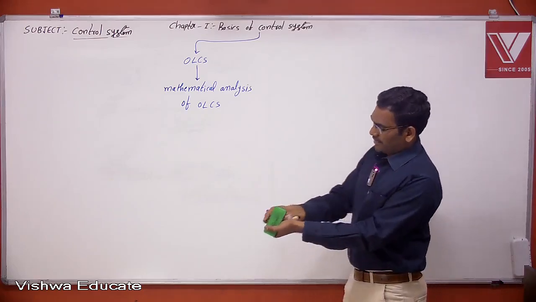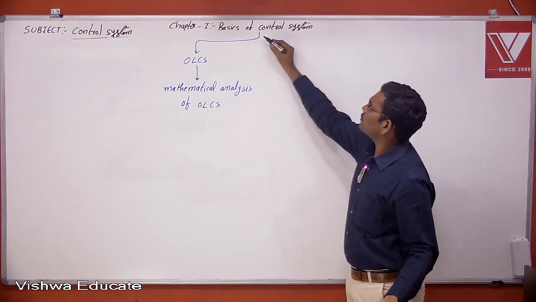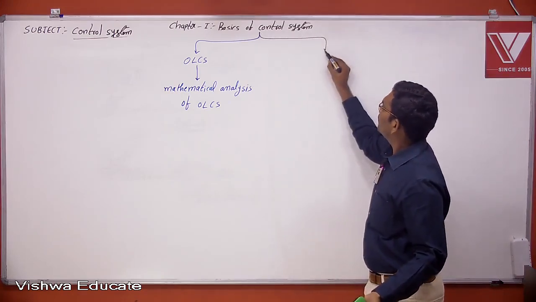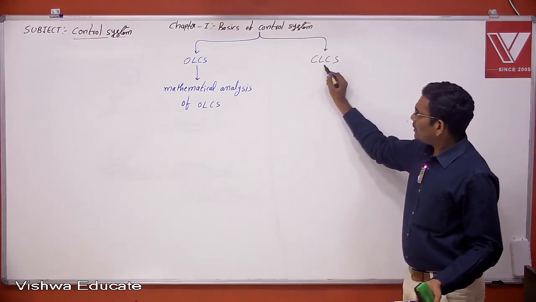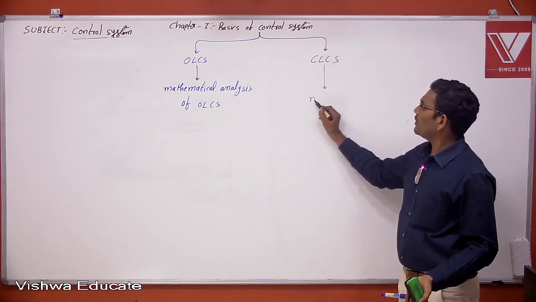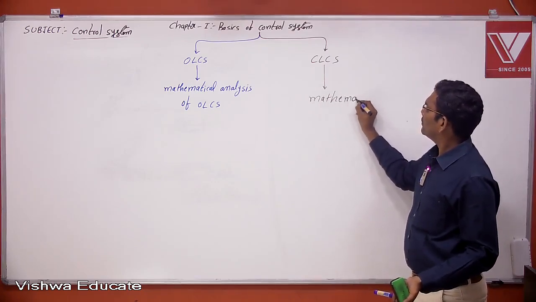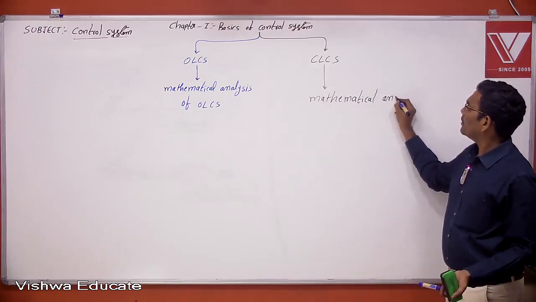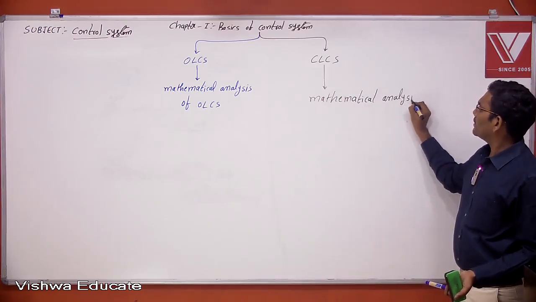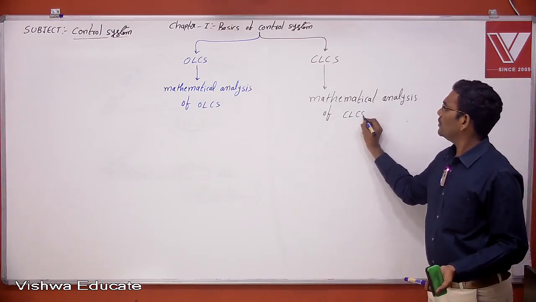Now we are at this stage. Now we go to this particular stage. In the same manner here also, this is closed loop control system. We finish this one. Now we will go for mathematical analysis of closed loop control system.